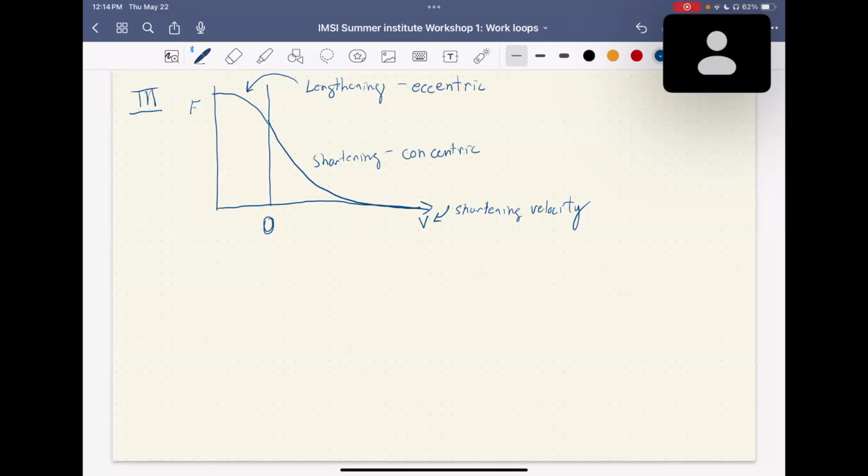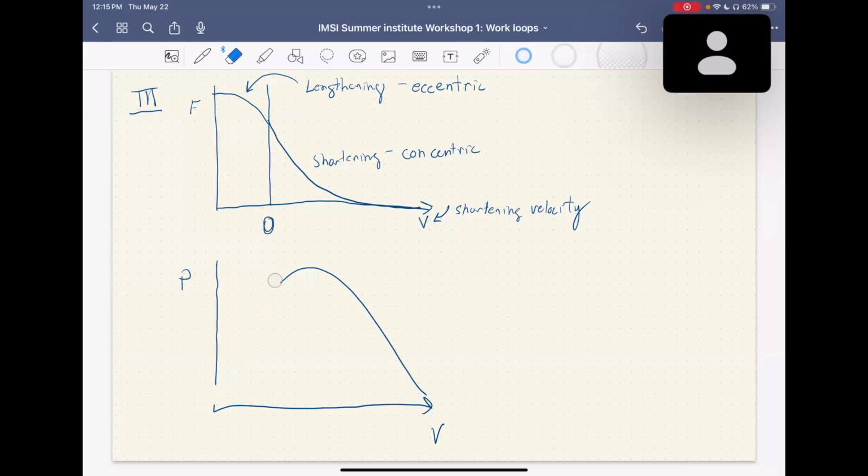And then the last thing that we could do is multiply force by velocity and get a measure of the power of the muscle. And we could plot the power as a function of velocity, and that would look like something that would peak in between here. Actually, to be a little more rigorous, I'll just draw this. This is usually just for the shortening, so I'll draw it just for that portion of the plot.